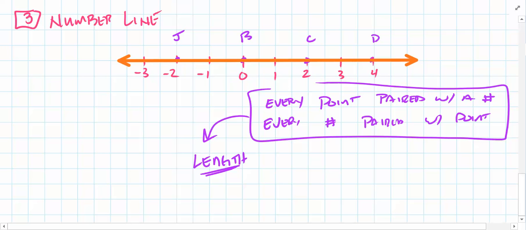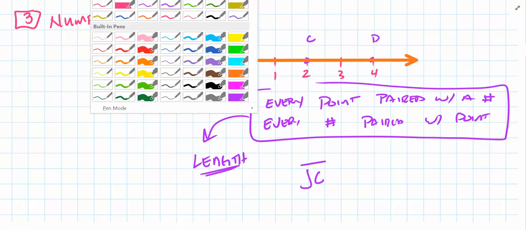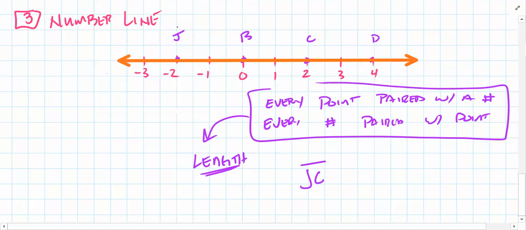So now I could ask you, what is the length of line segment JC? How many units would it be? Yeah, okay, how do you do it? You just simply count, right? From J to C. So I want to go from there to there. From here all the way to here. I got 1, 2, 3, 4. So this would be 4 units.